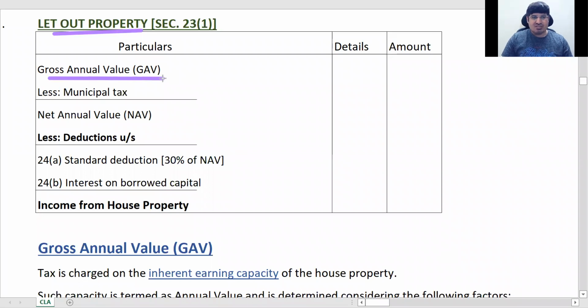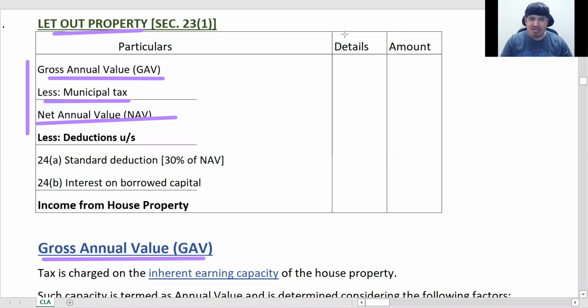First is gross annual value. You take gross annual value. We'll see what are the 4 components of GAV. Okay, here we'll see gross annual value less municipal tax. You take only municipal tax which is paid by the owner. This municipal tax is not on accrual basis. Gives you net annual value. This is the first step actually. GAV less municipal tax gives you NAV.